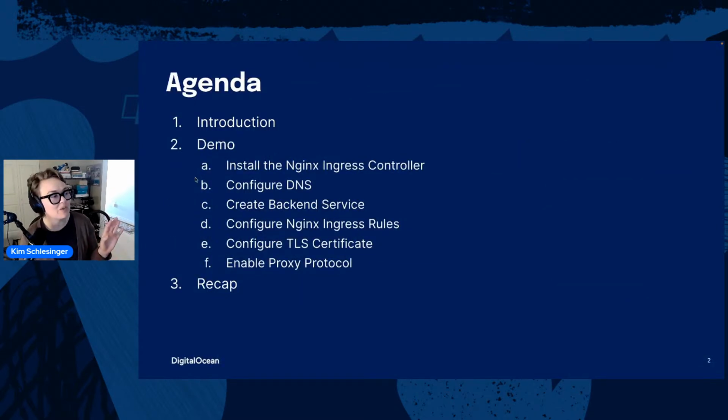So now we're at the part where I'm going to do the demo. And so here are the things that we're going to do. I'm going to install an NGINX Ingress Controller in the cluster. Then I'm going to configure DNS so that my domain name is linked with the load balancer in the cluster. Then I'm going to create one backend service inside the cluster where we want to route traffic to. Then I'm going to configure the NGINX Ingress rules. Then I'll configure a TLS certificate using cert-manager and Let's Encrypt. And then I'm going to enable proxy protocol so that we still know what client IP addresses are when traffic comes into the cluster.